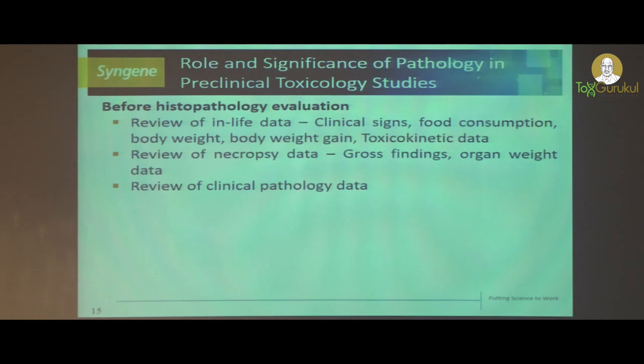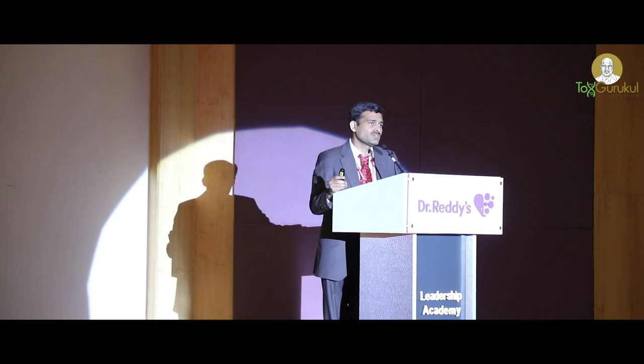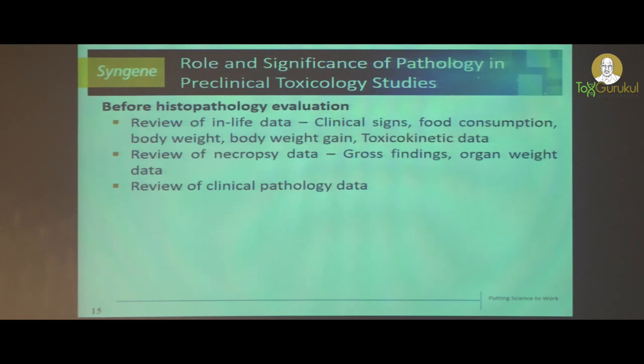Now the slides are produced and sent to the pathologist for evaluation. The pathologist will not start the slide evaluation straight away. Before evaluating the slides, he will review the in-life phase data, like body weight change, food consumption, and toxicokinetic data, which is very helpful to see if there are any sex-specific changes in exposure. He also has to review the clinical pathology data, like hematology and coagulation, as well as the necropsy data. This gives the pathologist an idea of what to look for in the histopathology slides, so there will not be any surprises most of the time.